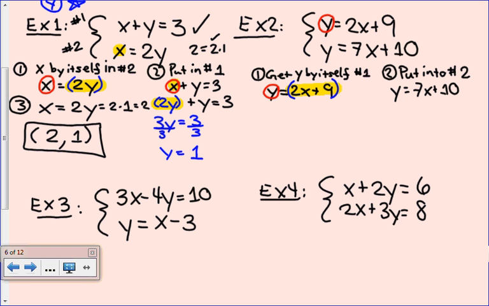Y. So go over here and circle your y. And then you are going to highlight it.